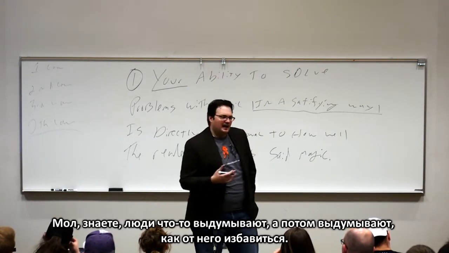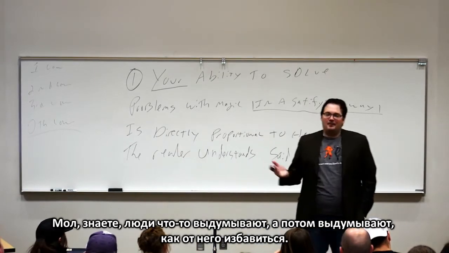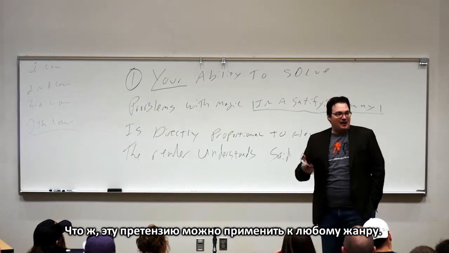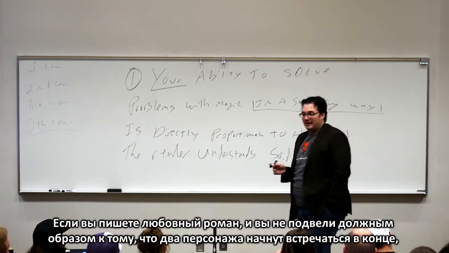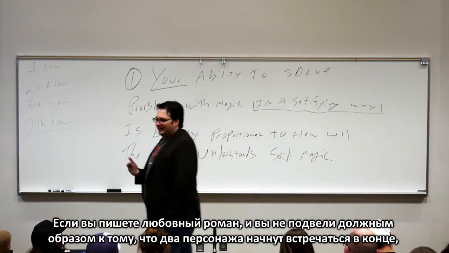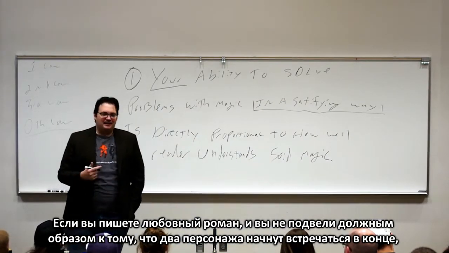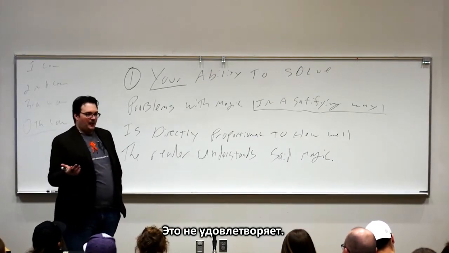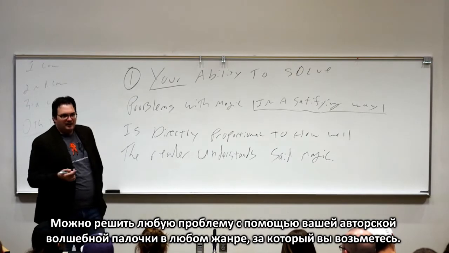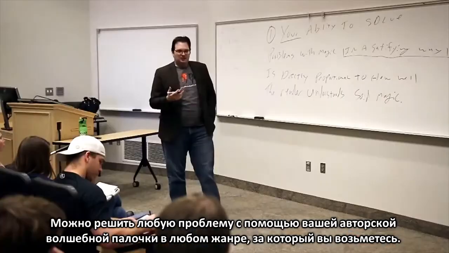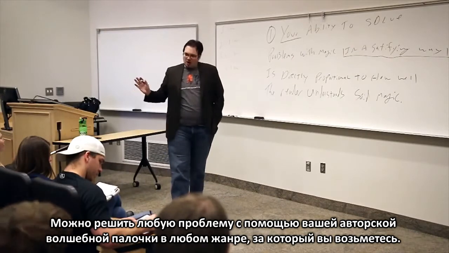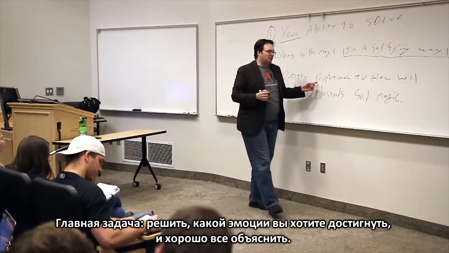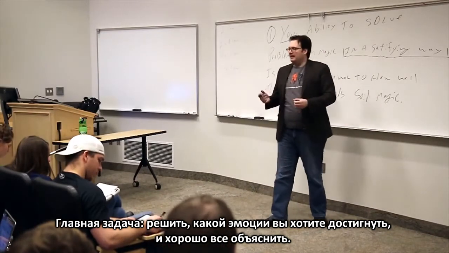People just make stuff up and then they make up a way out of it. Well, that can be a legitimate complaint about any genre. If you're writing a romance and you have not properly foreshadowed the two characters actually hooking up at the end, you can just write, and they hooked up, the end, right? That's not satisfying. You can solve any problem with a wave of your authorial magic wand in any genre that you want to write. The goal is to decide the emotion you want to have and to explain things well.